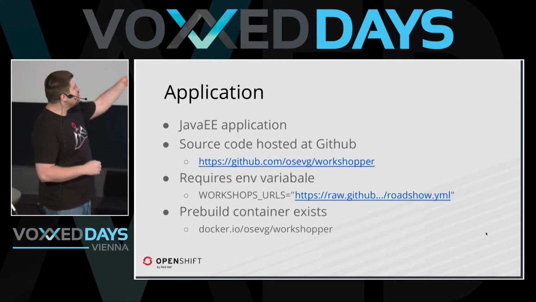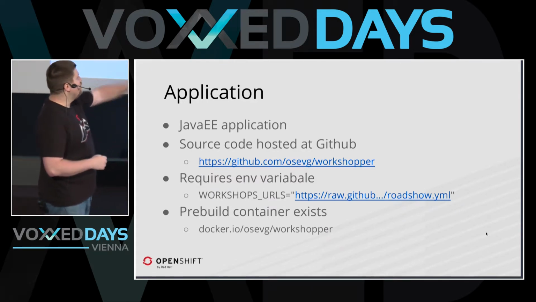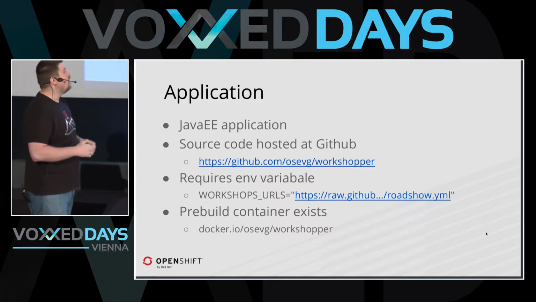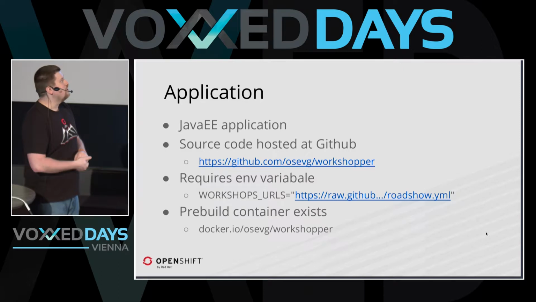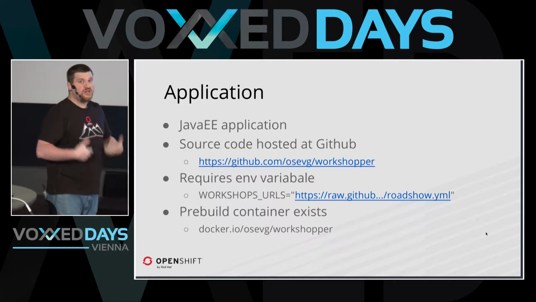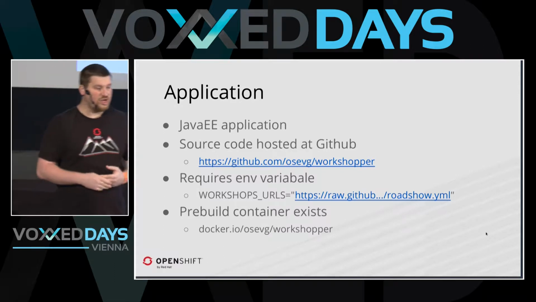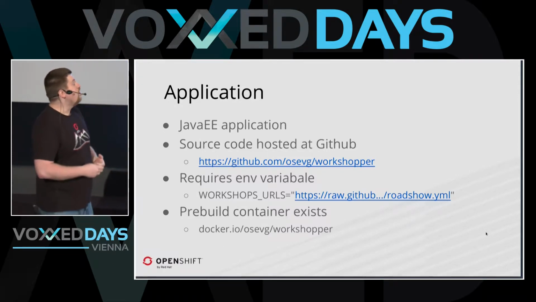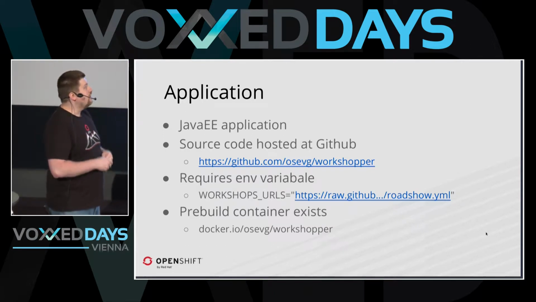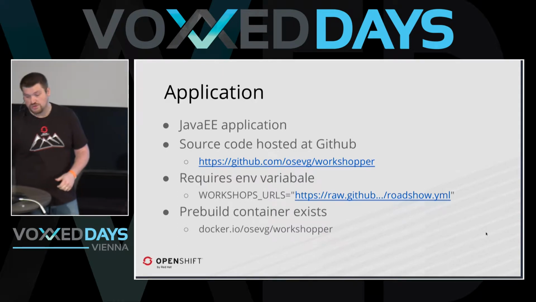And there is a pre-built container on Docker Hub, docker.io/osevg/workshopper. We are going to use that. It's pre-cached on my laptop in those clusters already. So this is the application that I'm going to use from the engineering perspective. And I wanted you to understand what the application does and why it was built. This is the example that I'm going to be using during the demos.